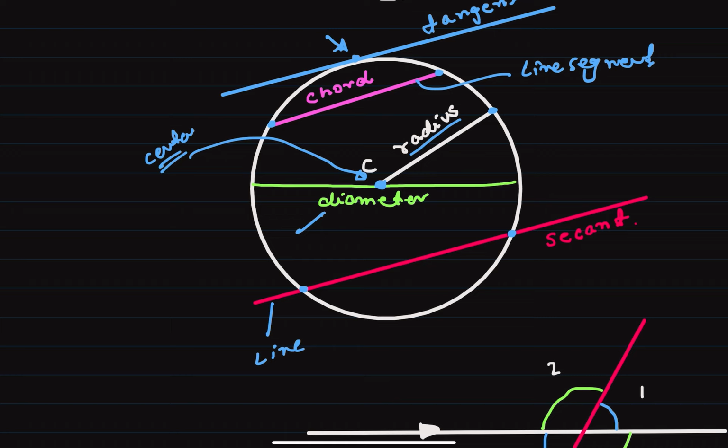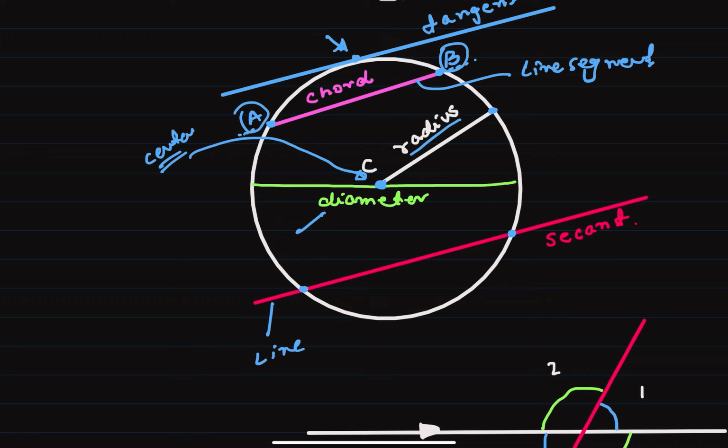So I guess you can understand the difference between the chord and the secant: the secant is a line, the chord is a line segment. That means these 2 points are the end points. After B there is no line, before A there is no line. These A and B are the 2 end points of this line segment, right? So this is a short review about the circle.